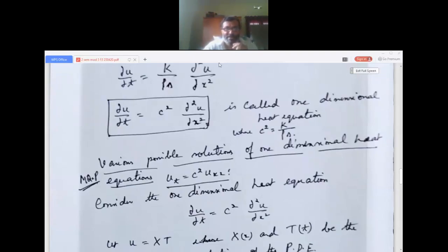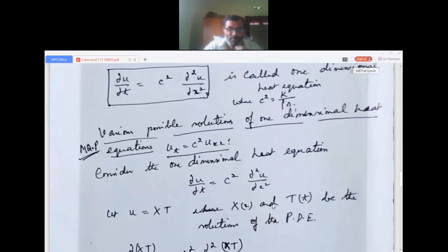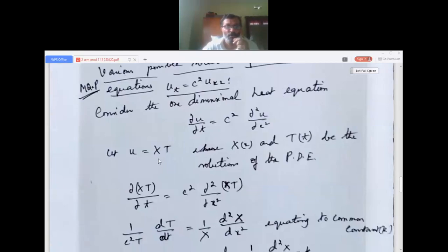Now if we consider the one-dimensional heat equation, that is ∂u/∂t = c² u_xx. Here u_t means the partial derivative of u with respect to t equals c² ∂²u/∂x². u is taken as X(x)T(t), so X of x and T of t be the solution of the PDE.